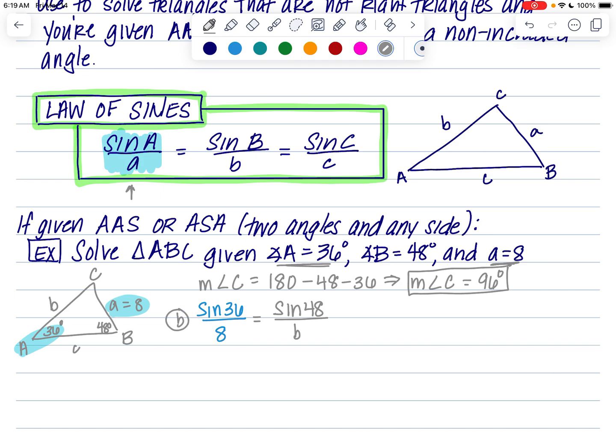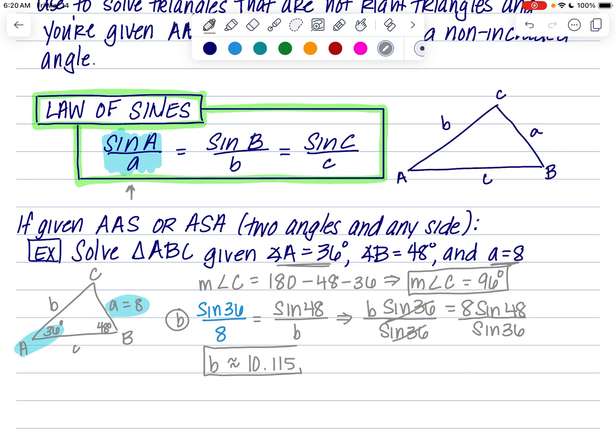Okay, I'm going to use some algebra here. I'm going to cross multiply. I'm going to get B times the sine of 36 is equal to 8 times the sine of 48. I'm going to divide on both sides by the sine of 36 because that's a constant. That is a numerical value at this point. I know exactly what it is. Those are going to divide out, and I'm going to get B is approximately 10.115.